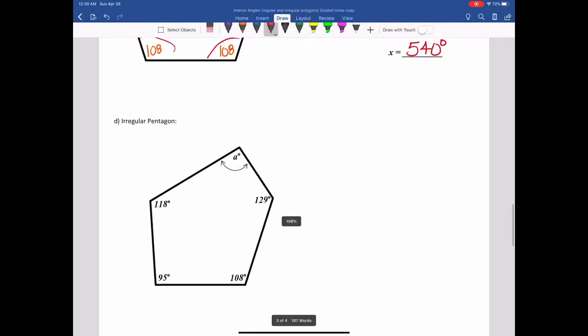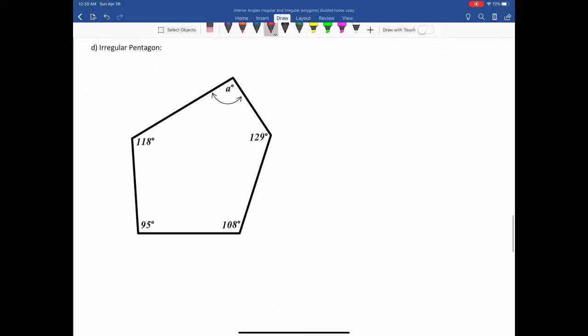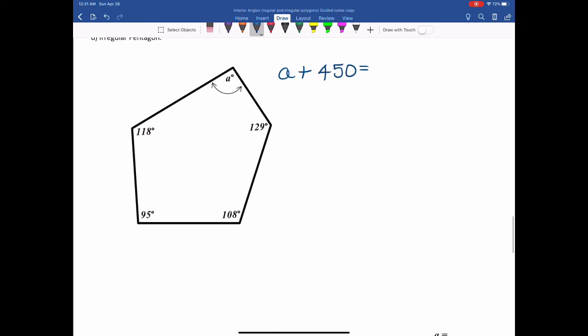Now, the next one is the same thing. We have a pentagon. However, it's not a regular pentagon. It's an irregular pentagon. We're going to do what we did last time, and we're going to set up an equation. So let's figure out what all those equal. So 118 plus 129 plus 108 plus 95, and I get 450. All right, now what are we going to set that equal to? We're going to set that equal to how many degrees are in a pentagon, and that's 540.